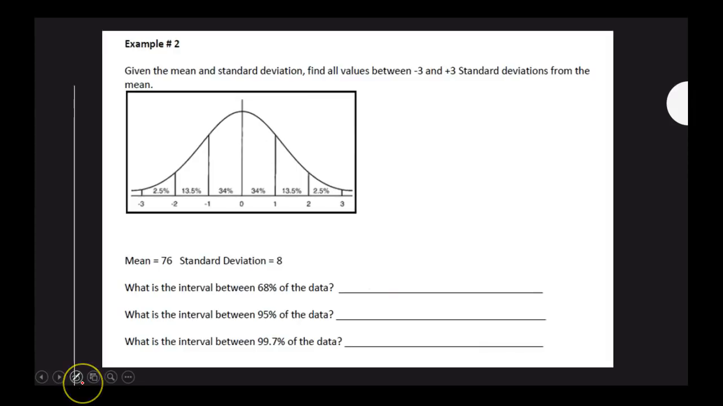You start to get the idea? What you should do is pause the video, do it yourself, and see if you can figure out this second one. It's the same sort of problem. We're going to go 3 standard deviations, one by one.